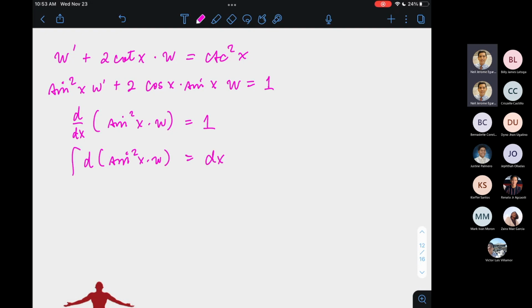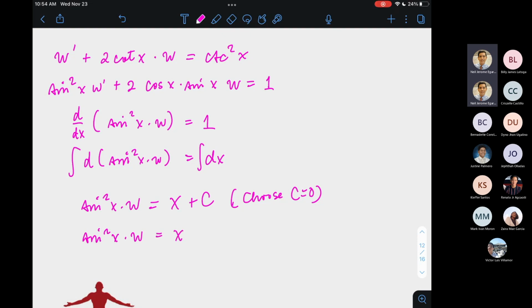All right, and then we integrate. So we get sine squared x times w equals x plus c. Then we choose again c equals 0 kasi nga nasa second bullet pa tayo. Everything here is a particular solution. So you can give whatever value you want for the constants. So here I'm choosing c equals 0. So I'll have sine squared x times w equals x.